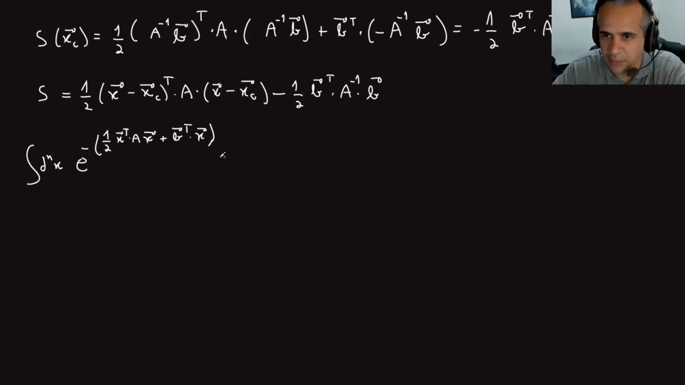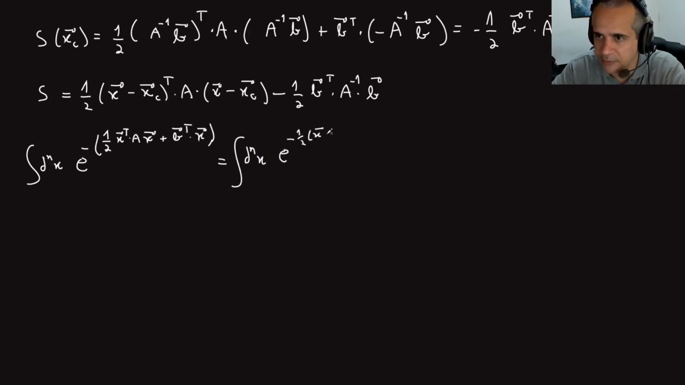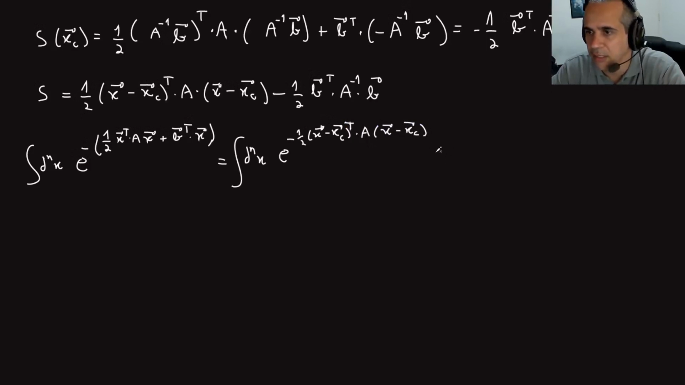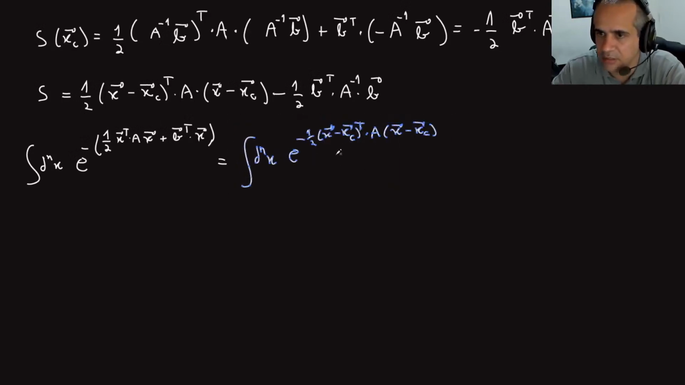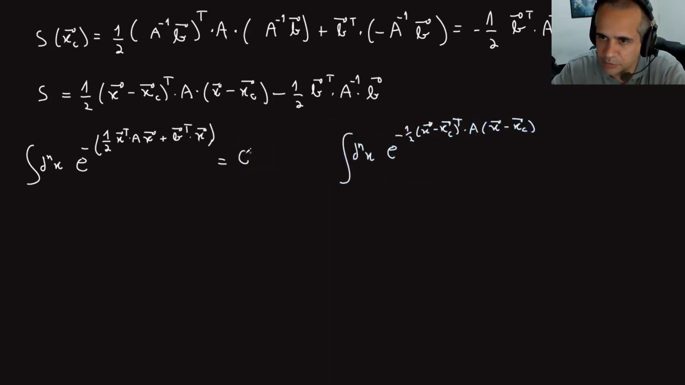Then I can rewrite this as the integral of exponential of minus 1/2 of x minus x classical, which is the minimum of that function that I had there, transposed A, x minus x classical, times exponential of this part, but this does not involve x at all. So it can come outside of this integral. I can write it out here as the exponential of minus half b transposed A minus 1 b.